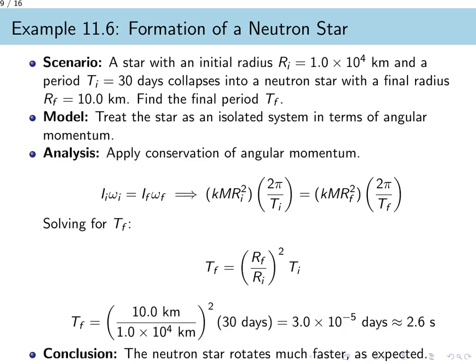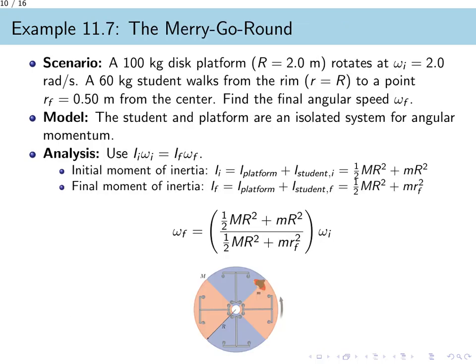Let us apply the principle of angular momentum conservation to find the new angular speed of this system. Because there are no external torques, the total angular momentum is conserved. This means the initial angular momentum, which is the quantity I initial times omega initial, must equal the final angular momentum, I final times omega final.